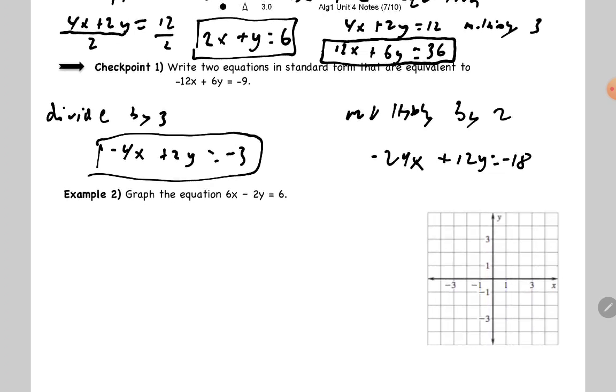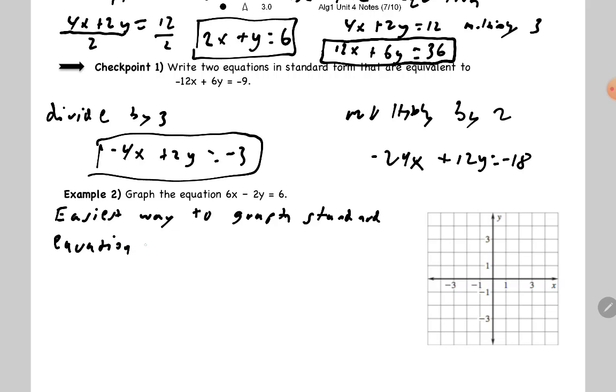All right, graph the equation. So easiest way to graph standard equations is to use x and y intercepts. Okay, so this was back from last unit. So we're going to use x and y intercepts.